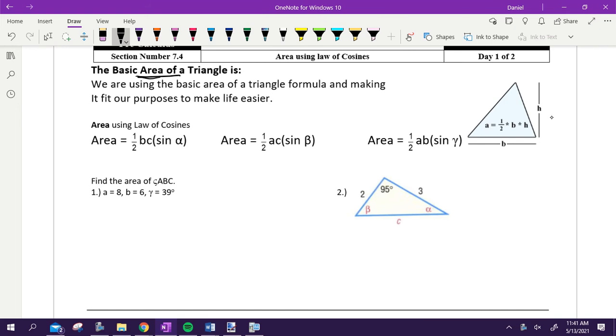We know 1/2 base times height, but 1/2 base times height only works if you have a base and a height. If it is not a 90-degree angle, you cannot use that. So again, we're finding area using law of cosines. It is called law of cosines because we use it when we know the side, the angle, and the side.